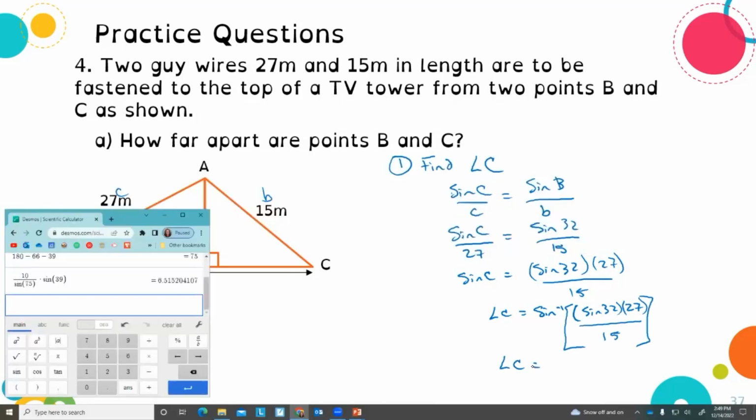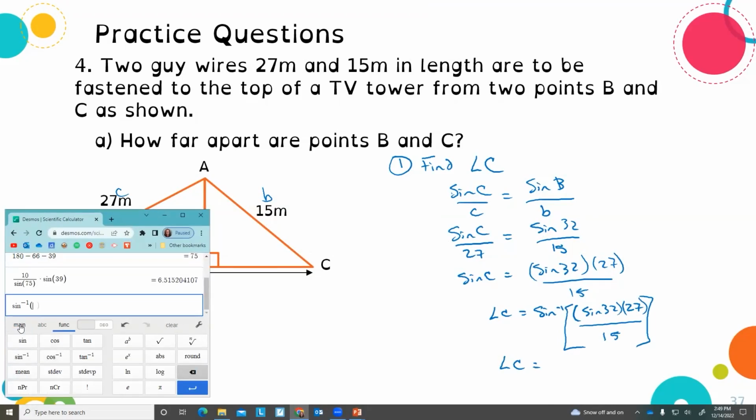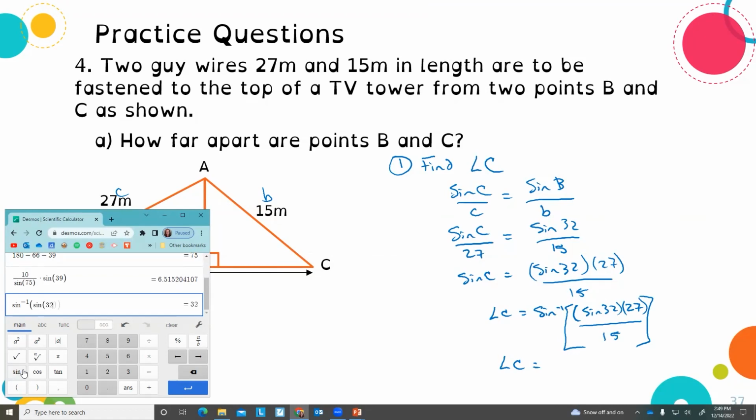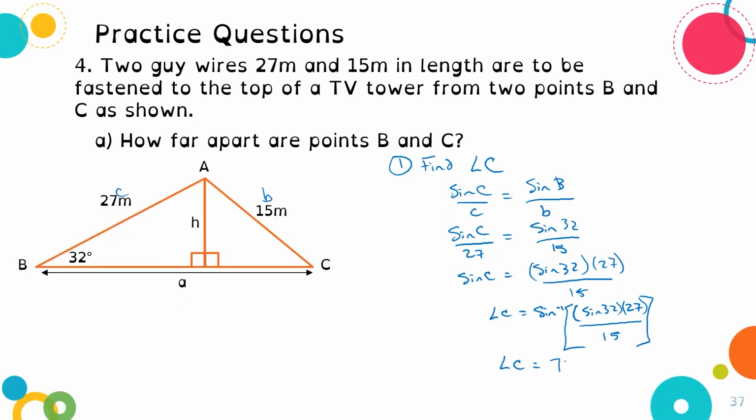So, calculator. Sine inverse of sine 32 times 27 divided by 15 is equal to 72.5. I'm just going to round that up to 73 because all of my other angles don't have any decimal points.